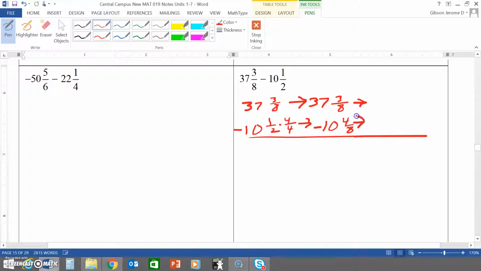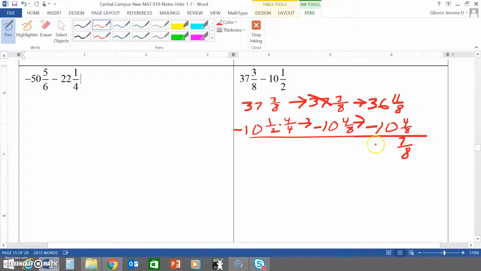So let's do this. The mixed number on the bottom here will remain the same. So the mixed number we want to change is this here. So we'll borrow 1 from this 37. That'll make it 36. Your denominator still will remain 8. Your numerator, you just take the denominator and add it to the old numerator. 8 plus 3 is 11. Now 11/8 minus 4/8 is 7/8.